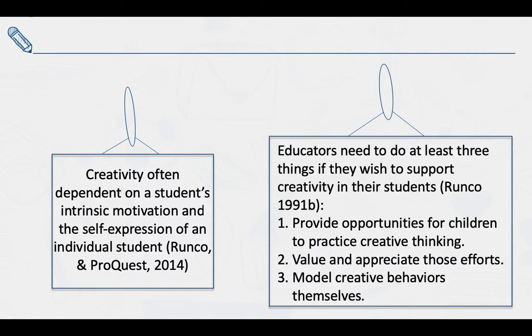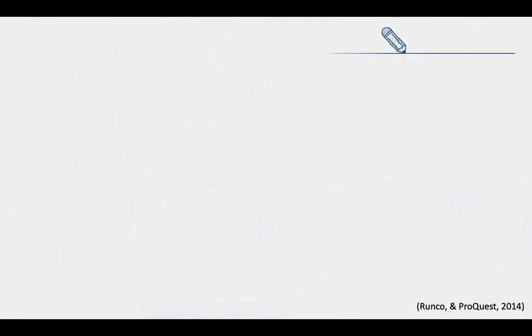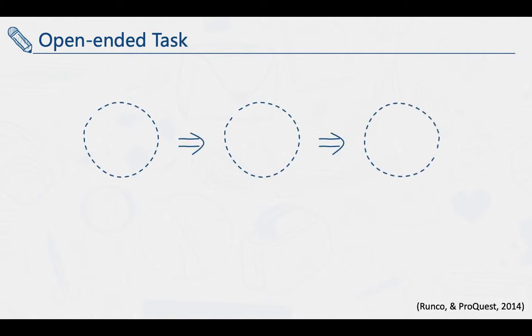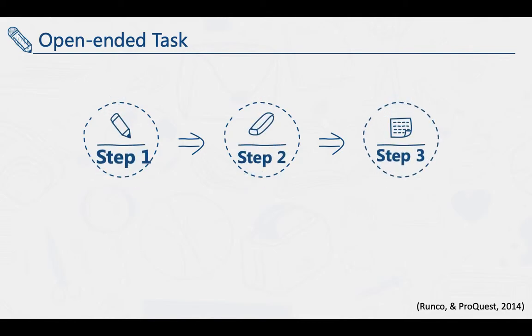But before that, when you need to prepare a student to be creative, you need to do some things. First, you need to provide opportunity for children to practice creative thinking. Second, you need to value and appreciate those efforts. And third, you need to model creative behavior yourself. So actually, the way that we can inspire students to be more creative is that we can design some open-ended tasks.